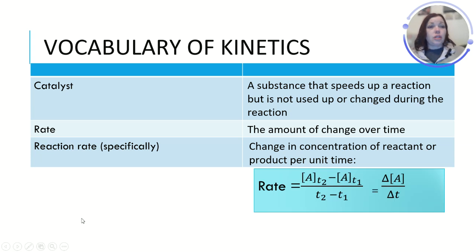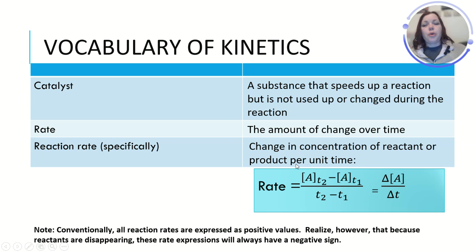So it looks like this. You have the concentration of A at time 2, and you subtract its original concentration, or concentration at time 1, and you divide that by the difference in those times. And so this is rate. This is true for any rate. You can talk about a rate of speed of your car, for example. You can talk about a rate of change of inflation. So there are a lot of different rates, but in this situation in chemistry, we're going to use it with concentration. As a note, conventionally, we express reaction rates with a positive value.